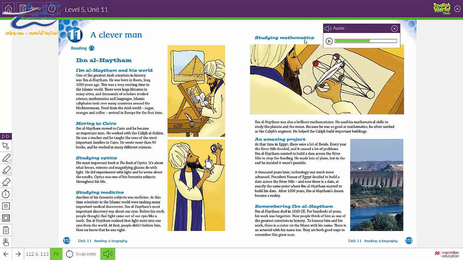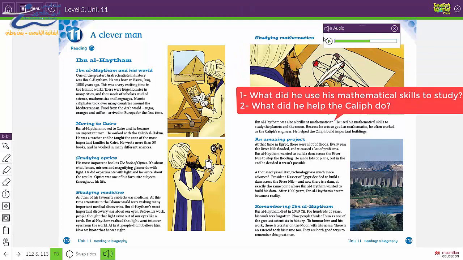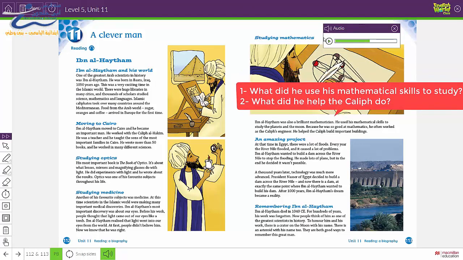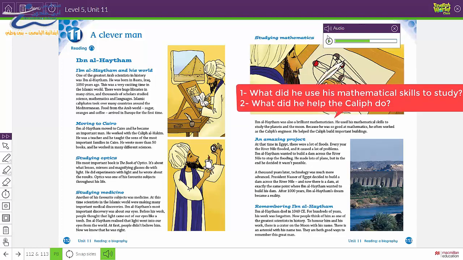Studying mathematics. Listen and answer these questions. What did he use his mathematical skills to study? Question number 2. What did he help the caliph do? Now let's listen.